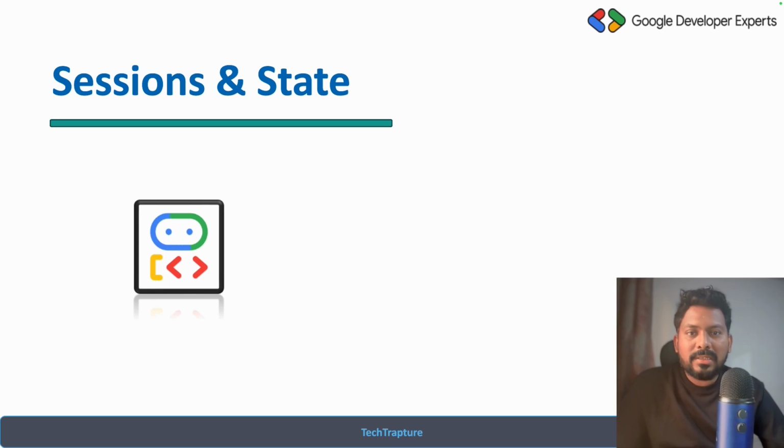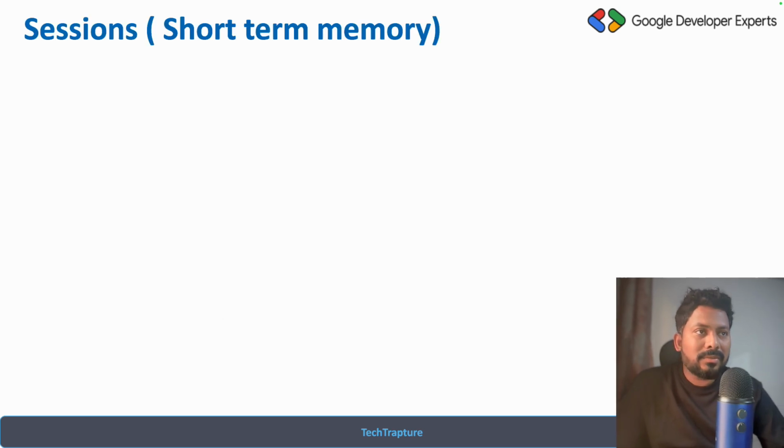Okay, now we'll discuss session and state. Let me go to the session. We can refer to it as short-term memory, because it will remember the information within that particular session ID only. If you create a new session or start a new chat window, it will not remember the conversation you had in the other session window. That's why we call it short-term memory, because the scope is within that particular session.